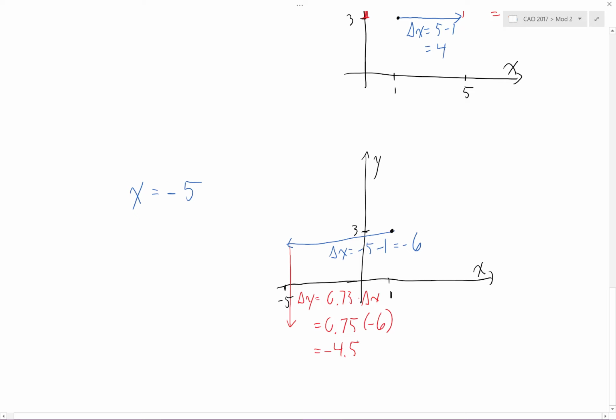So what we know is that this final value of y has to be equal to our initial value of y, which was 3, plus however much y changed by. So the value of y started at 3 and changed by negative 4.5. And that tells us that the new value of y, or the value of y when x equals negative 5, must be equal to negative 1.5. Now we can always use this way of thinking to determine the value of y for any given value of x.